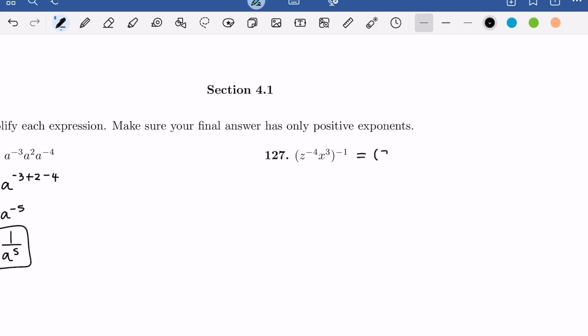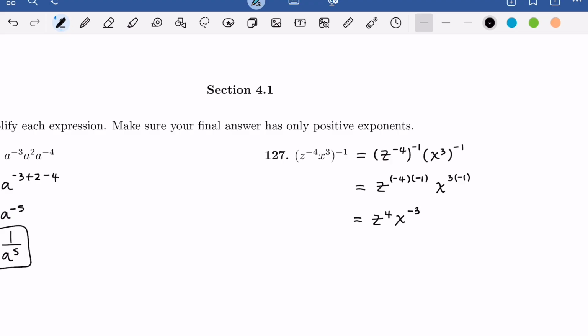what we have here is we're going to have z raised to the negative 4th power raised to the negative 2 times x cubed raised to the negative 2. Now we're going to use our first power rule here that says we're going to take the product of these 2 exponents for both of these expressions. So we're going to have z raised to the -4 times -2, and then x raised to the 3 times -2. So this will give us z raised to the eighth power times x raised to the -6th power.